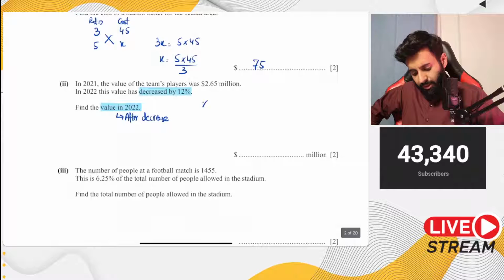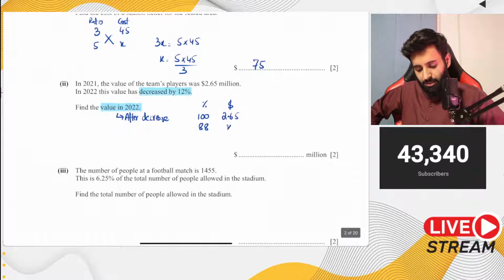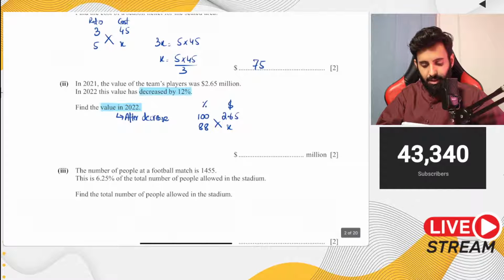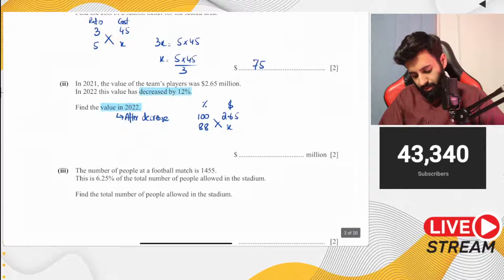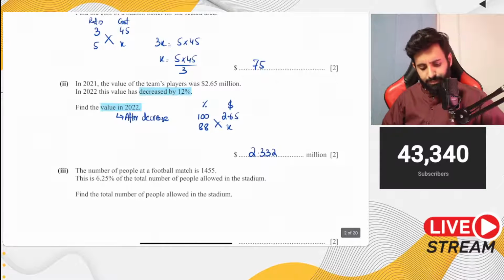Or you can do it like this, that you make a column for percentage and one column for dollars. So 100% is 2.65 million. If you decrease it by 12%, so that's 88, which is equal to x. And then if you cross multiply, 2.65 into 88 divided by 100. So we're looking at 2.332 million. Okay, again, pretty easy.